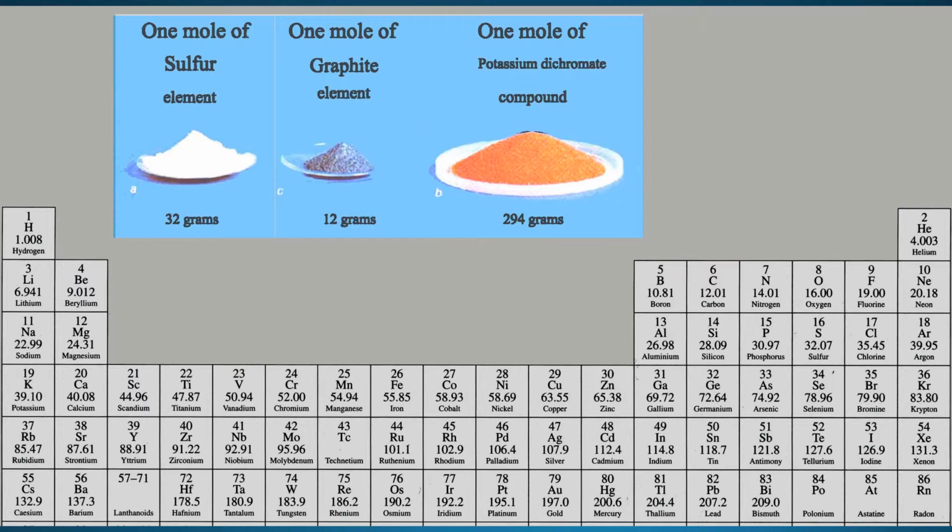1 single atom is 32.07. And what happened? One single sulfur, 32.07. What happened to 1 mole of sulfur? 1 mole of sulfur will equal to 32.07 gram.